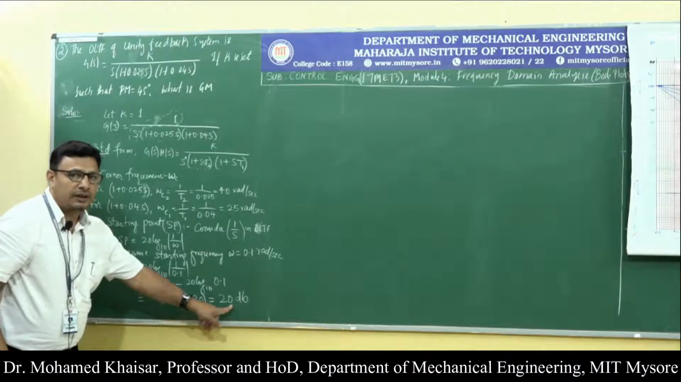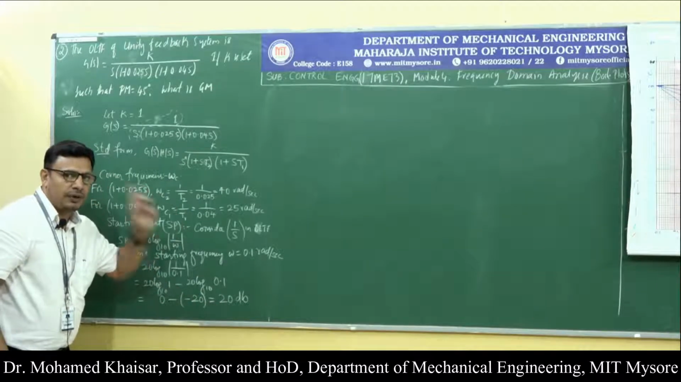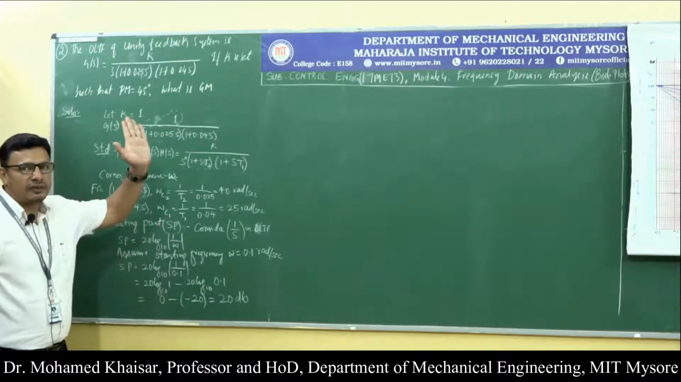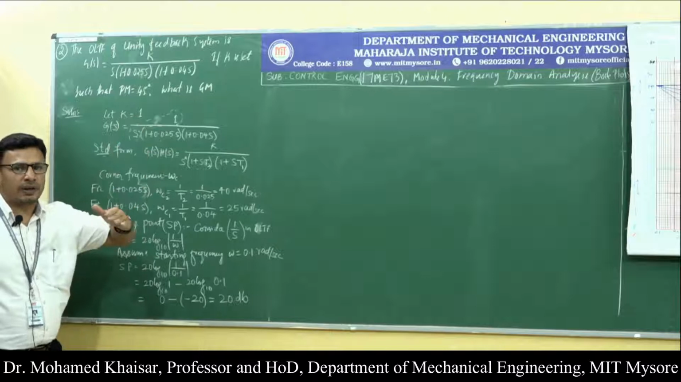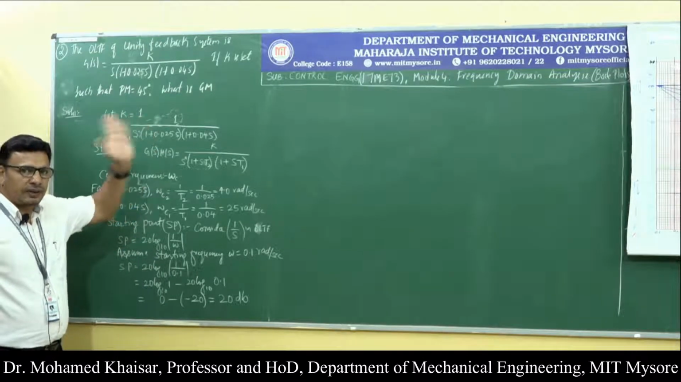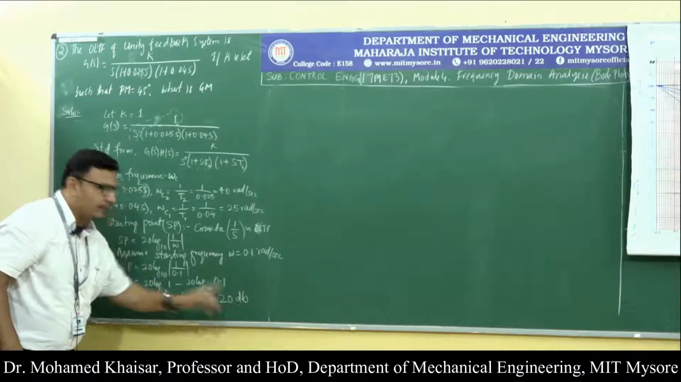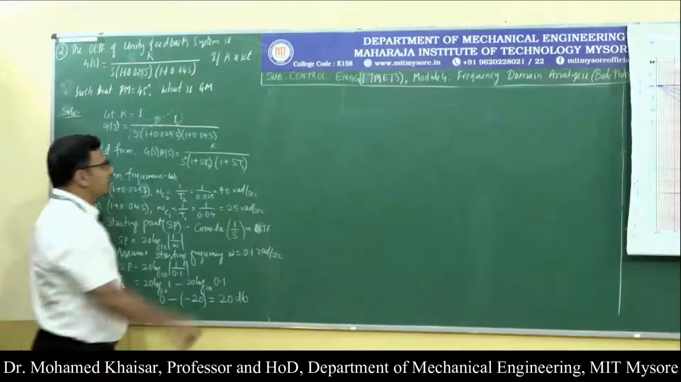Remember, this is 20 decibels. It should not be written as 20 decibels per decade. This is not a slope. This is the starting point that we have to mark on the y-axis of the magnitude versus frequency plot. The y-axis will be magnitude in terms of decibels. That is where the starting point must be marked. That is why 20 decibels is written over here.